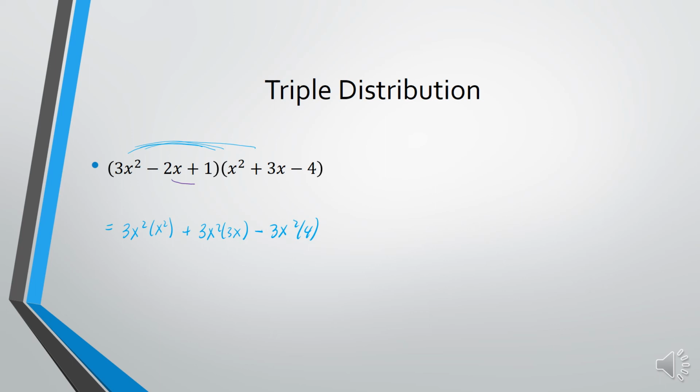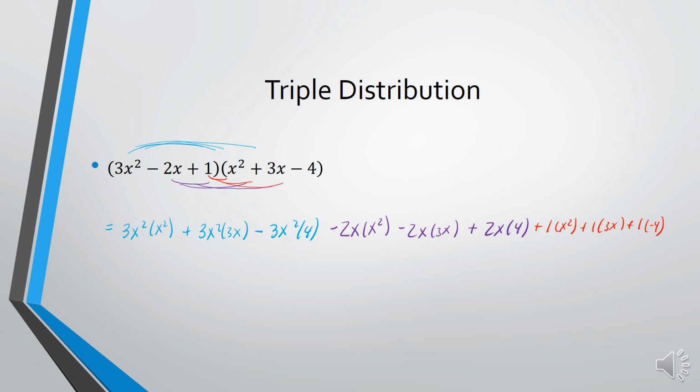Then I'm going to distribute my negative 2, so I'll do that one in purple. So I'll get minus 2x times x squared, then minus 2x times 3x, and then a plus because it's a negative times a negative, 2x times 4. And I'm quickly running out of room, that's okay. Lastly, I'm going to distribute my 1, so I'll do that one in red. So I'll get 1 times x squared plus 1 times 3x plus 1 times negative 4. And I should have brought that negative out front. That's okay, I didn't.